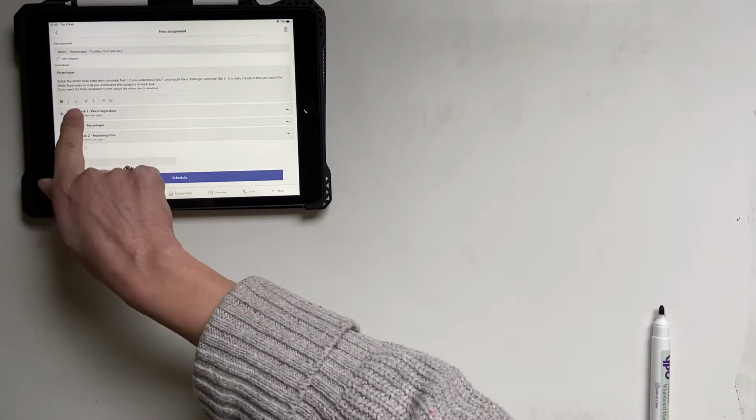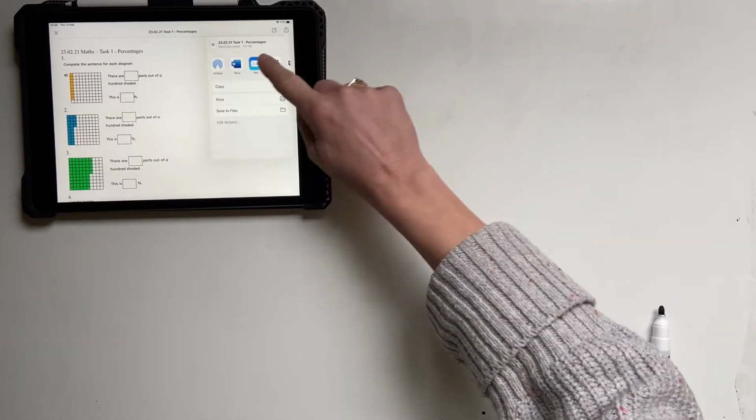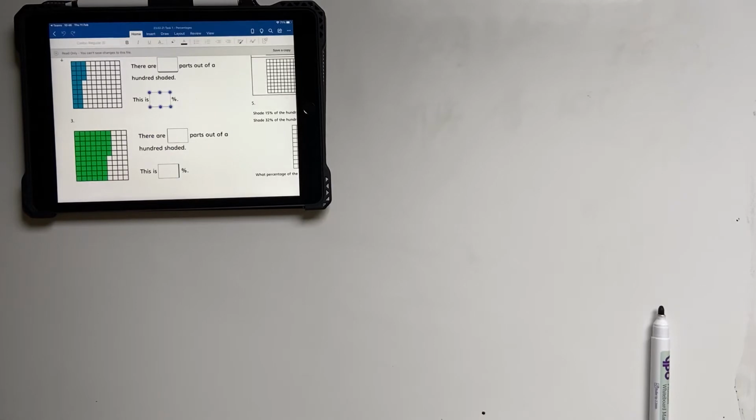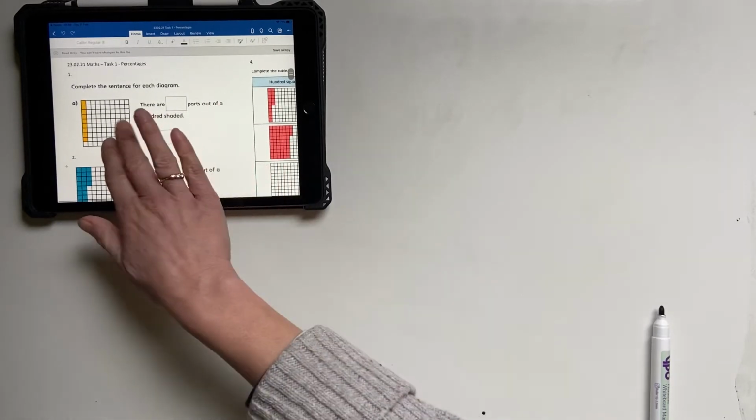So on the assignment, click on task 1. If you are on a tablet, click on open in Word, or if you are on a PC, click on the 3 dots and open in Word that way. So here is task 1.